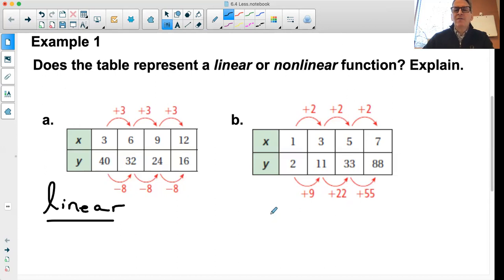It's not constant. So this would be considered nonlinear for letter B. And the reason there is that the rate of change is not constant. So the function is not linear. Okay, so that would be you are given a table and you're asked if it's linear or not. And if it's got that constant slope or constant rate of change, you can conclude that it is a linear situation. So keep a lookout for those types of questions coming up.